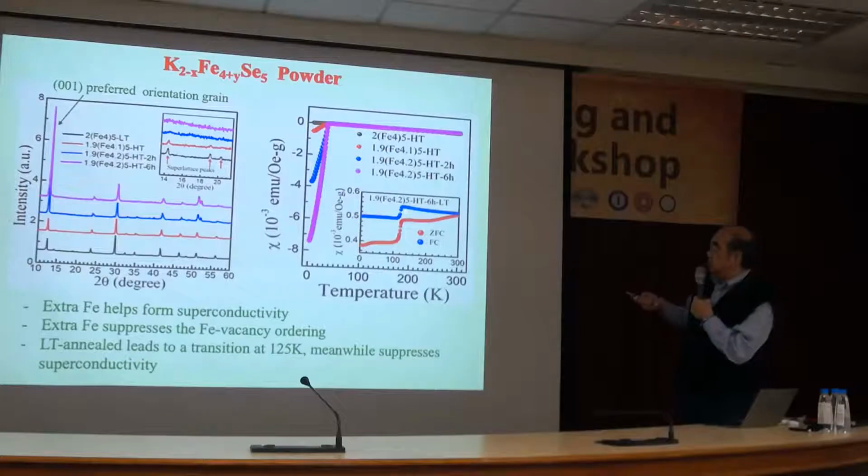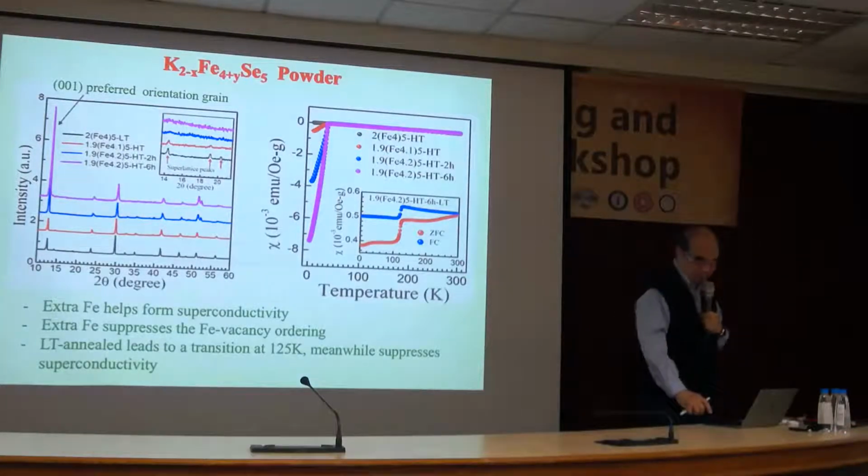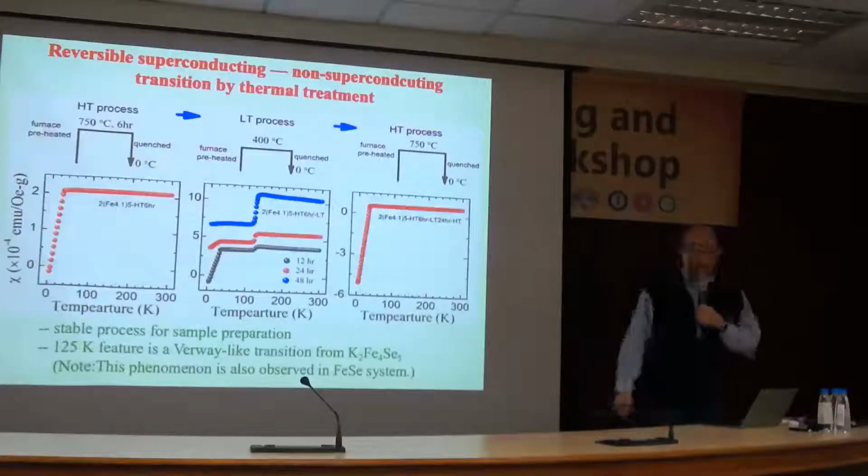However, if we take this kind of material that already shows superconductivity, but anneal at low temperature instead of going through the high temperature and quench process, then this low temperature superconducting transition gradually disappears, and a metal-insulator transition appears at 125 K, given a long enough time. So we can really play with this material.